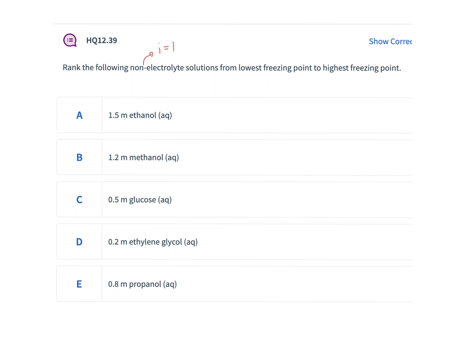To take a look at this, our change in freezing point, delta Tf, equals a negative van 't Hoff factor times the freezing point constant times my molality. All of these are aqueous solutions, so they're all going to have the same freezing point constant as well. Our van 't Hoff factor is 1, and our freezing point constant is going to be 1.86 degrees Celsius per molal. So all we have to do is plug in the molality to get an idea of what temperature each of these will freeze at.